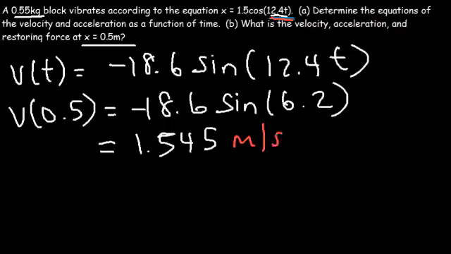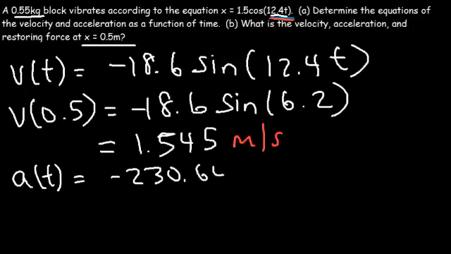So now let's find the acceleration. So let's write the function first. It's negative 230.64 cosine 12.4 t.